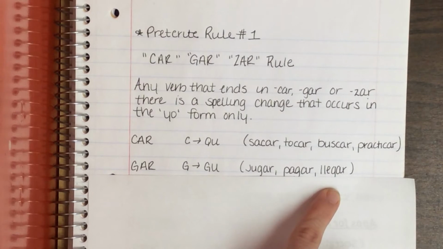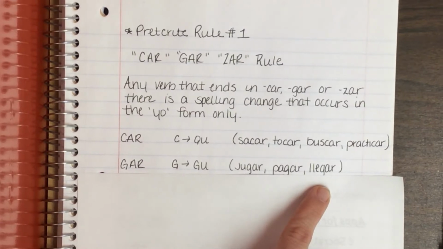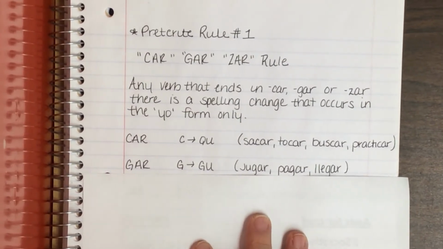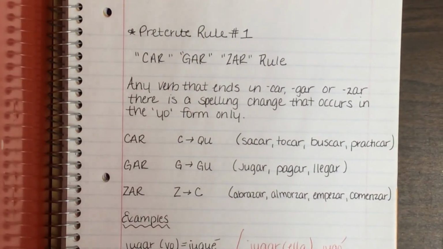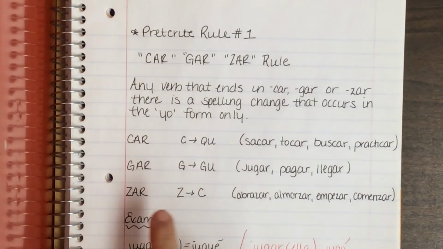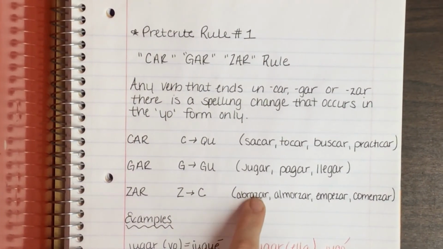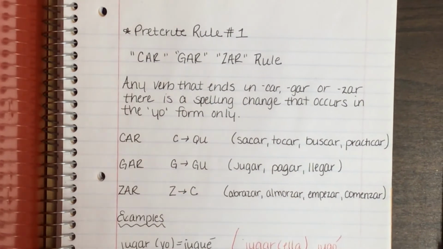Now these lists are not exhaustive. There are many other verbs that end in car, gar, and zar. I'm just giving you ones that we're familiar and used to working with. The third is the zar. And in the zar verbs, the Z changes to a C. And those are verbs like abrazar, almorzar, empezar, and comenzar.